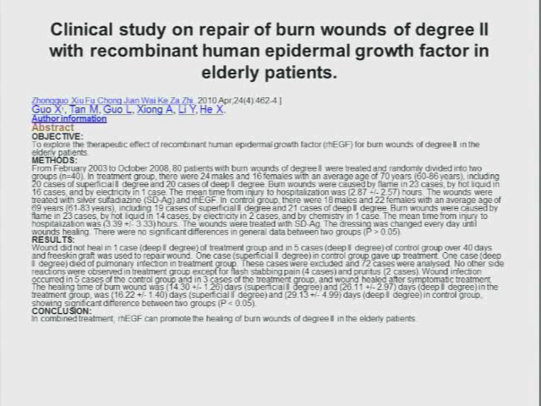But then when they combined it with the recombinant human epidermal growth factor, they actually sped up the wounds in these elderly patients. Elderly is key here. Elderly suggestive of decreased stem cell ability to regenerate. Okay. So this is not an ideal population, but it worked.